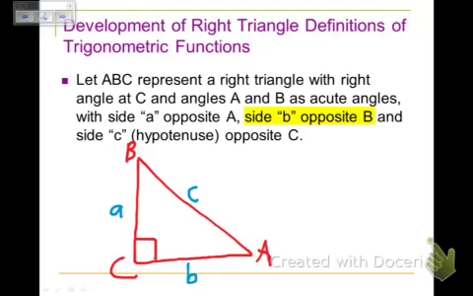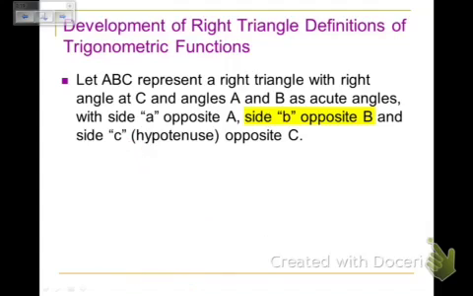This is just our base right triangle. Angle A is over here, opposite side is little a. Angle B is over here, opposite side is little b. Angle C is the right angle, opposite side, which we call the hypotenuse, is little c. Okay, so that's our basic right triangle. We'll work with it quite a bit. The opposite side is the same letter, but lowercase.